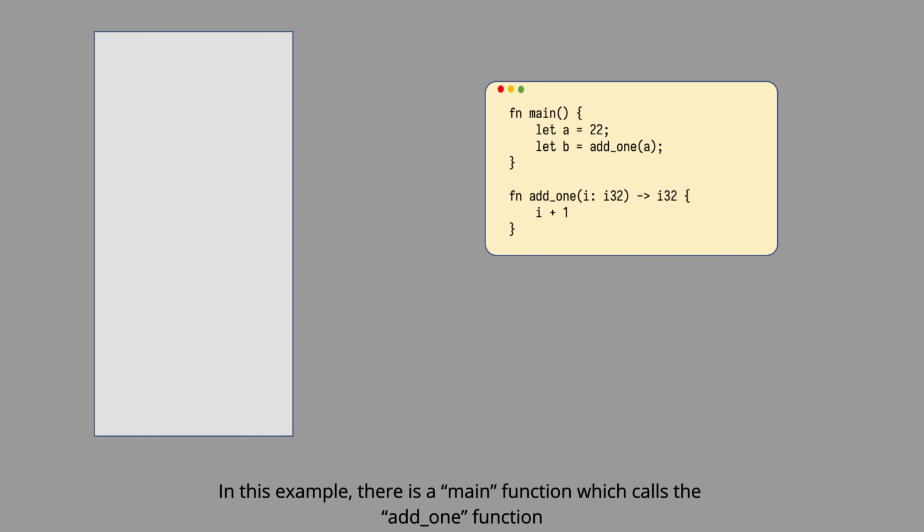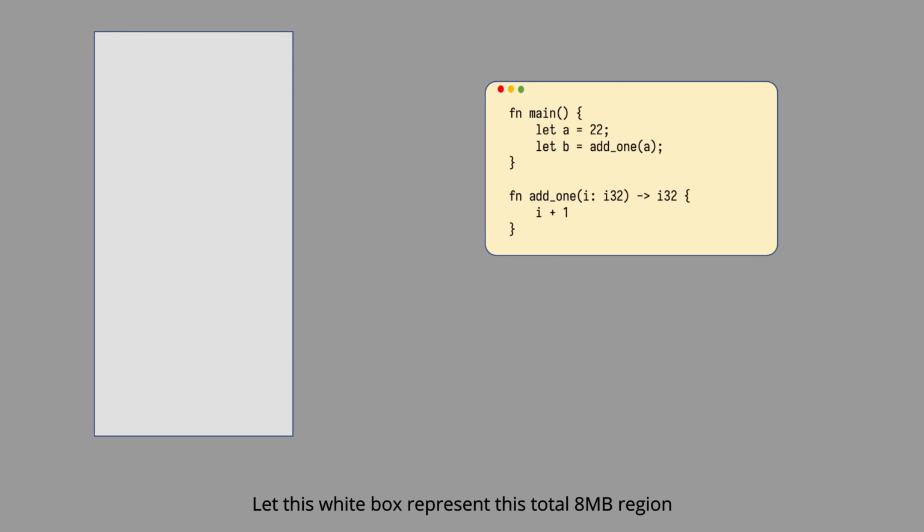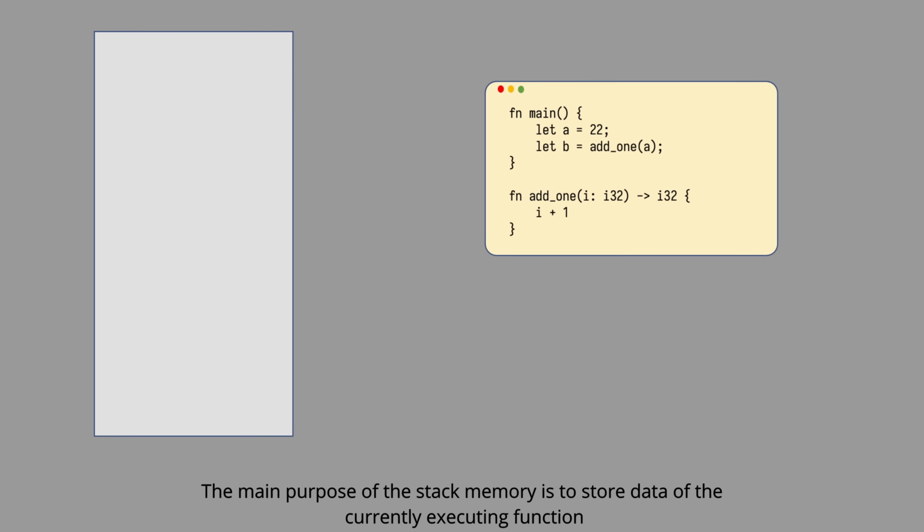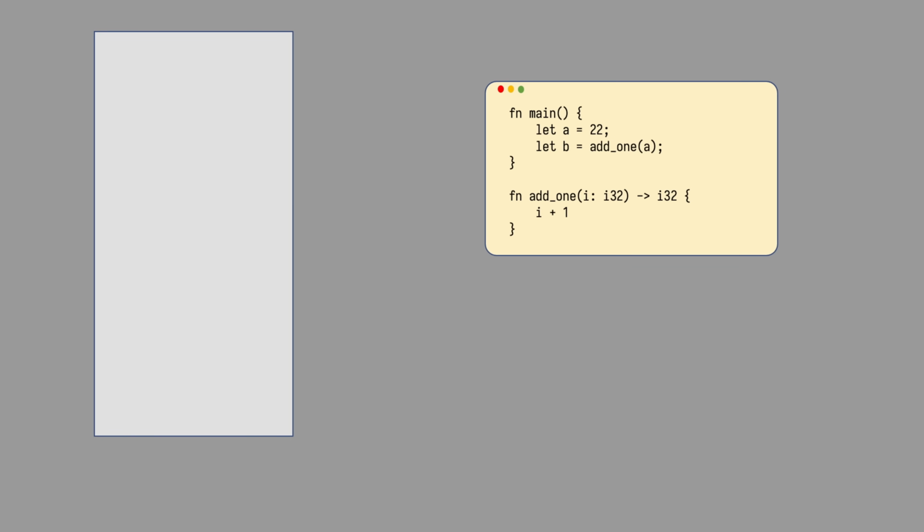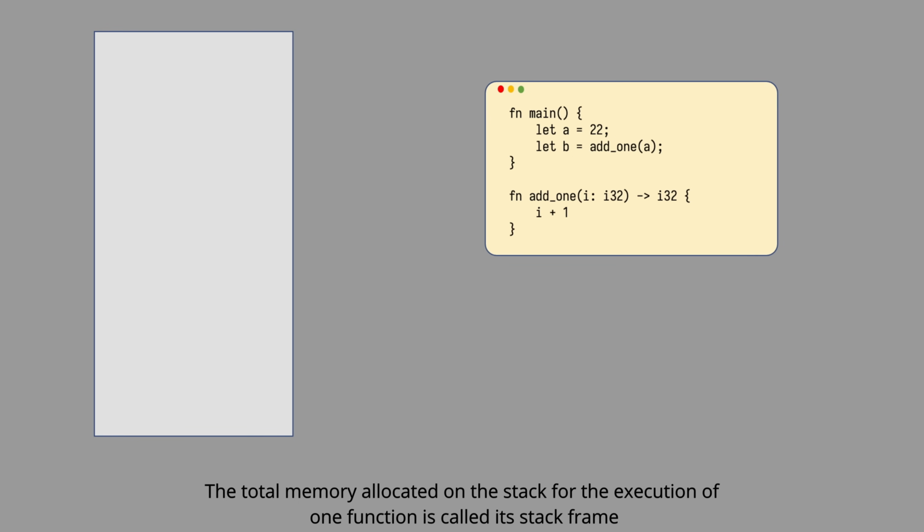In this example, there is a main function which calls the add1 function. We are not spawning any threads, so there is only one thread of execution here. We saw that the total allowed stack size for the main thread is 8 megabytes. Let this white box represent this total 8 megabytes region. The memory is only allocated when the program uses them. The main purpose of the stack memory is to store data of the currently executing function. This includes the function's parameters, its local variables, and its return address. The total memory allocated on the stack for the execution of one function is called its stack frame.